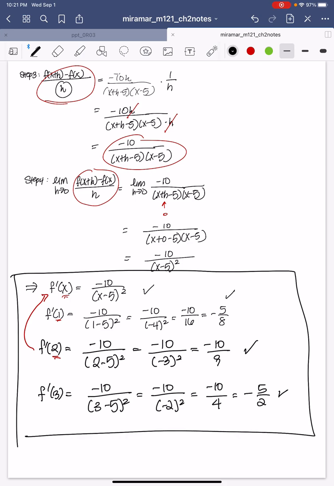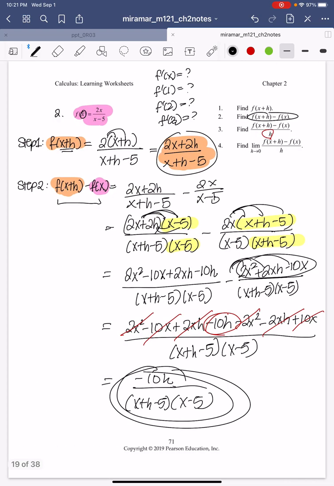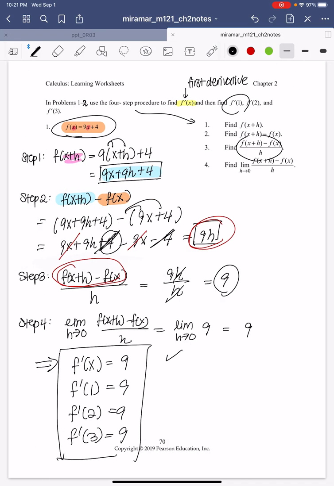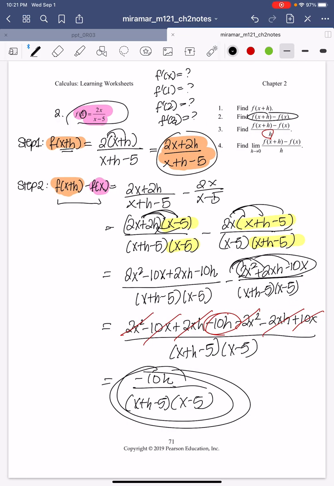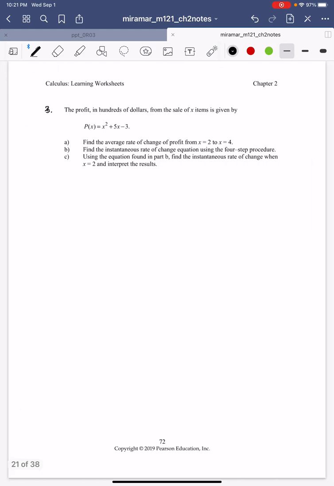So in the first two problems we practiced finding the derivative and then finding a value at a given derivative function. One was a nice and easy polynomial function, and another involved a fraction, a rational function. And the last one, we are going to end the section with one application problem. So let's take a look at this. The profit in $100 from the sale of x items is given by P of x is equal to x squared plus 5x minus 3.